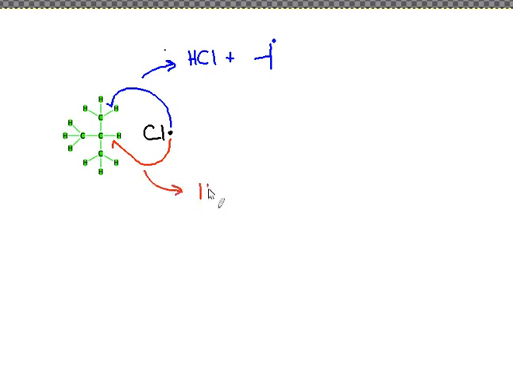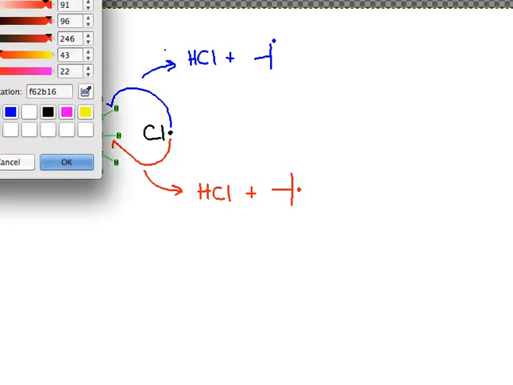It again would form a hydrochloric acid. That product wouldn't be different. But the carbon radical that would form would be this one. We could think of this as a tertiary radical. Now, what do you think the selectivity is going to be for these types of propagation reactions? And why?